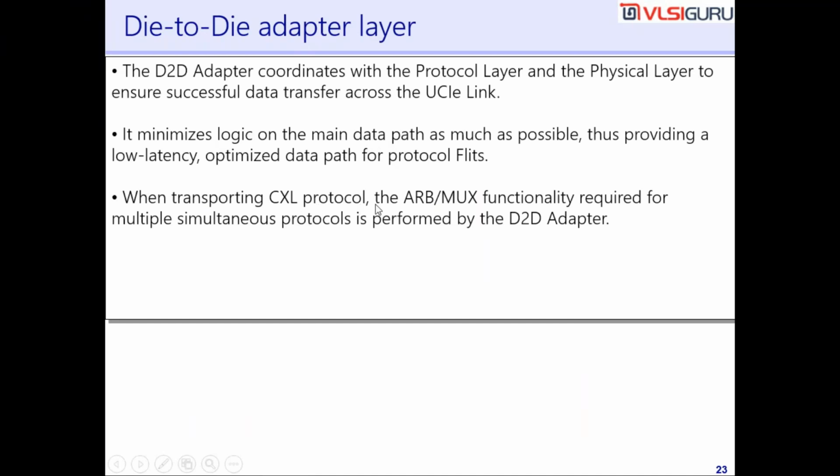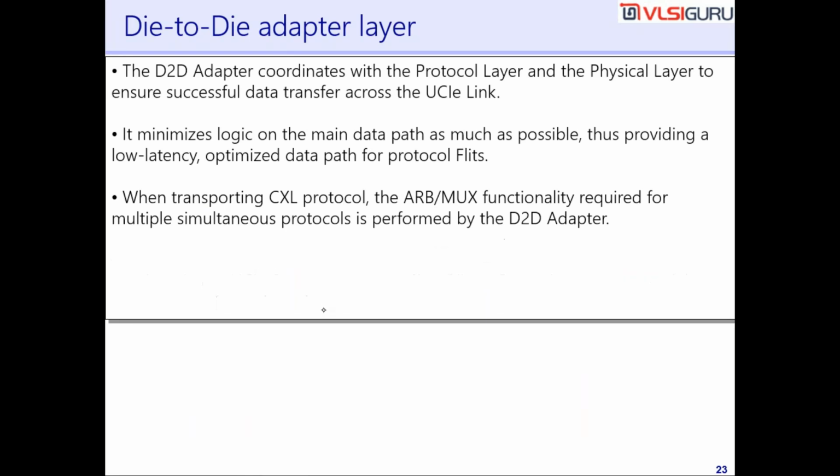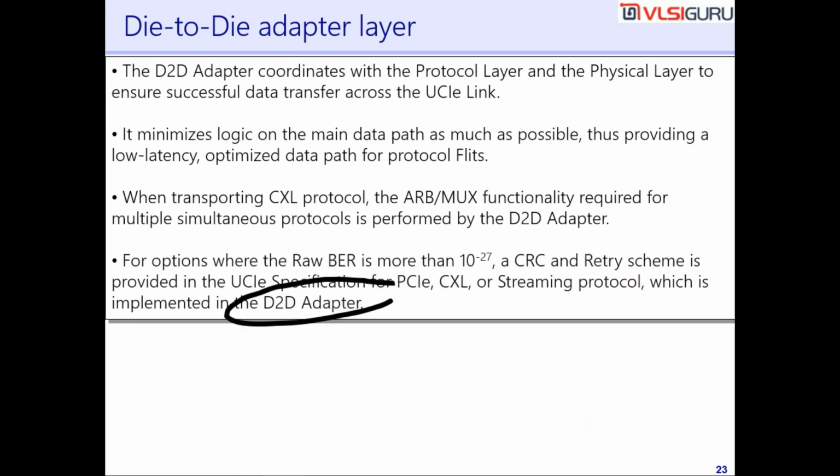When transporting CXL protocol, the arbitration mux functionality required for multiple simultaneous protocols is performed by the D2D adapter. Earlier this functionality was implemented in CXL. Coming to UC Express, that functionality lies with the D2D adapter. For options where raw bit error rate is more than 10 to the power of minus 27, a CRC retry scheme is provided in the UCI Express specification for PCI and CXL, which is implemented in the D2D adapter. Wherever you need some error recovery, that is the CRC and retry mechanism implemented in the die-to-die adapter.